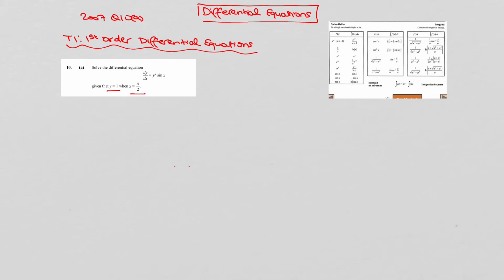So we start by separating out our dy/dx into y on the left and x on the right. So therefore that gives me 1 over y squared dy is equal to sine x dx. We're going to integrate both sides. So of course 1 over y squared can be written as y to the power of minus 2.